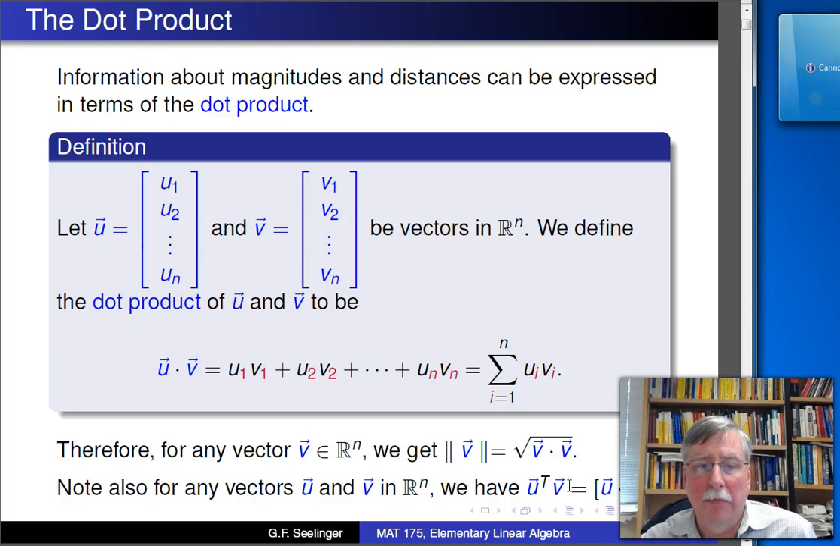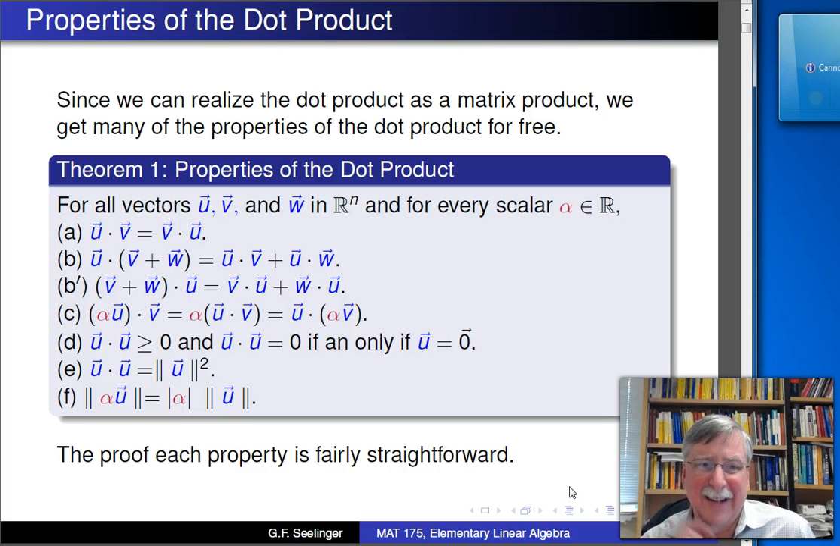And so we get a lot of properties of the dot product for free that way, and we see those in this theorem 1. The first ones, A, B, B prime, C, just follow from the fact that they can be realized as matrix products. This one is just for the real numbers, because when I take the dot product of u with itself, I'm squaring each component and adding them together.